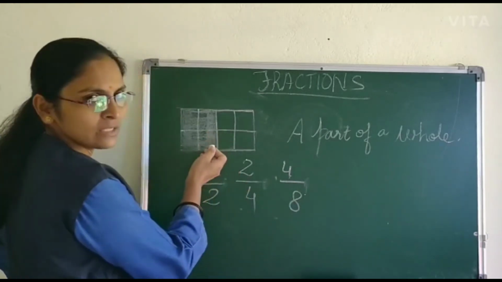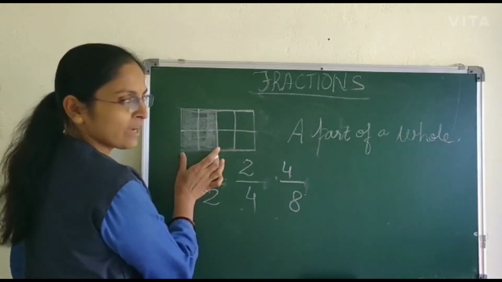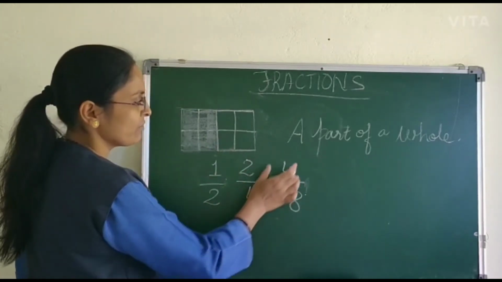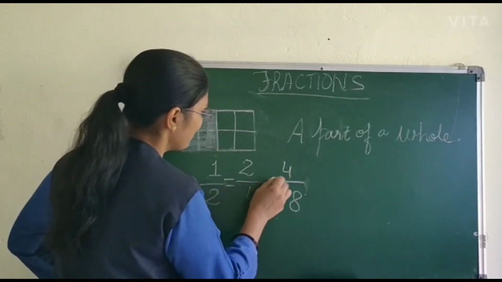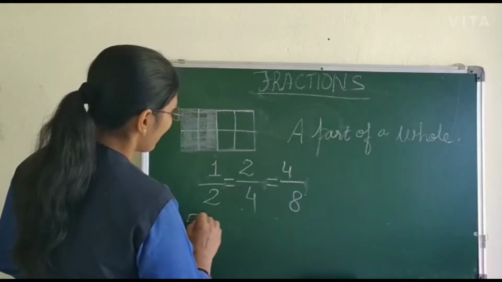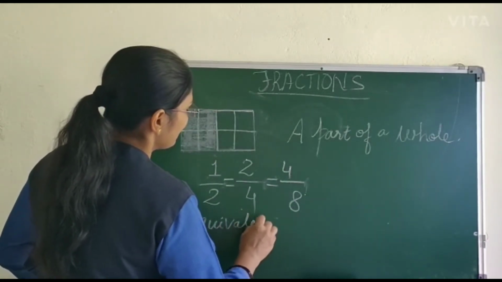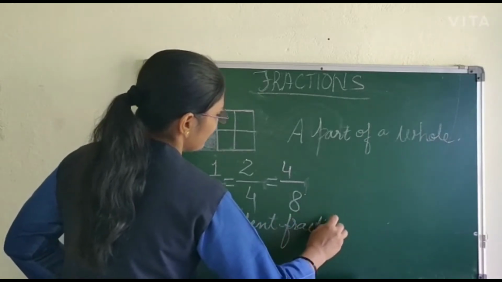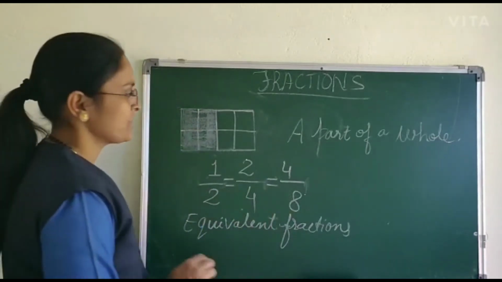Why? You can see in this figure, only this part is shaded. This is 1 by 2, or you can say 2 by 4, or 4 by 8. So all these fractions are equal. These fractions are called equivalent fractions.